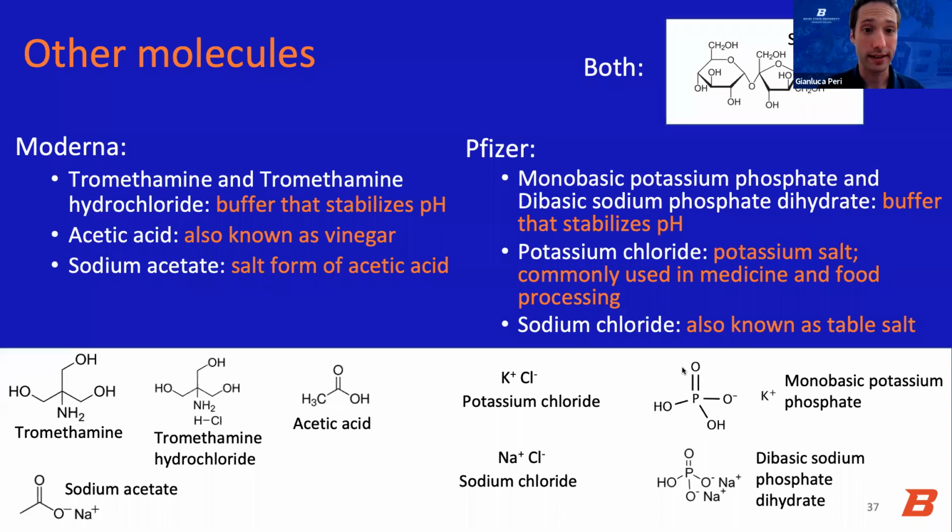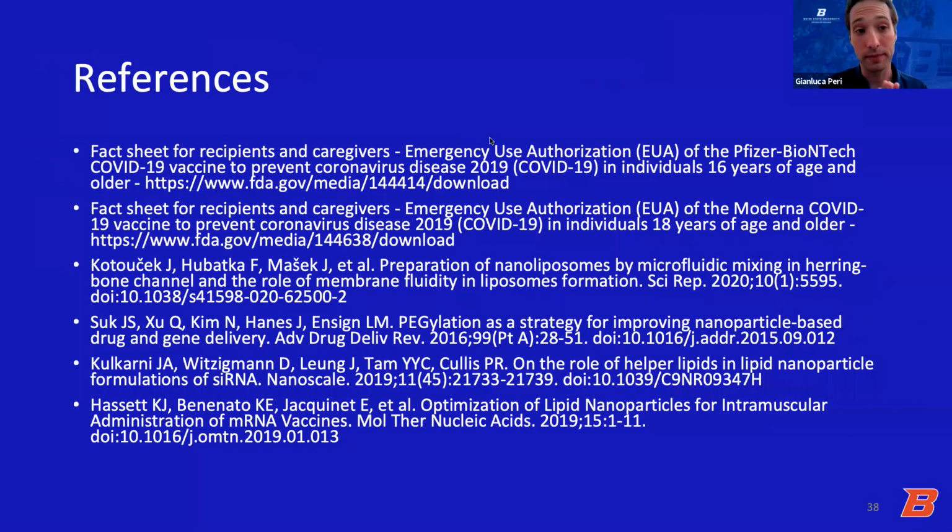And that covers the whole recipe, well, not the recipe, but the whole list of ingredients for the Pfizer and Moderna vaccines. And that's it. And I want to mention that all this data you can find in the FDA fact sheets for the Pfizer and Moderna vaccines, and it's available for everybody. You just need an internet connection, and you can get the same information that I got.